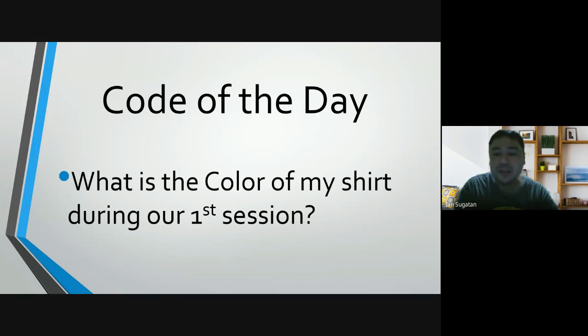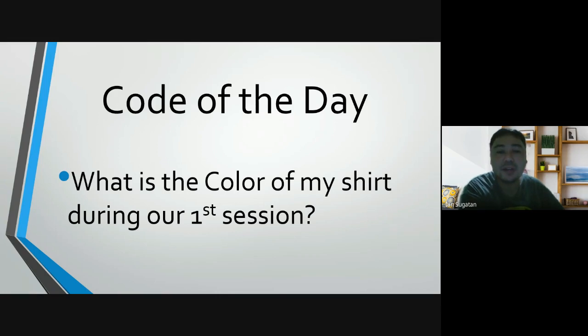To avail the recitation, it is open at 7 p.m. until 10 p.m. tonight. Meaning to say you can answer the code of the day. If you can answer the code of the day, you will be given 10 points for your recitation. And recitation is 10% of your grade.